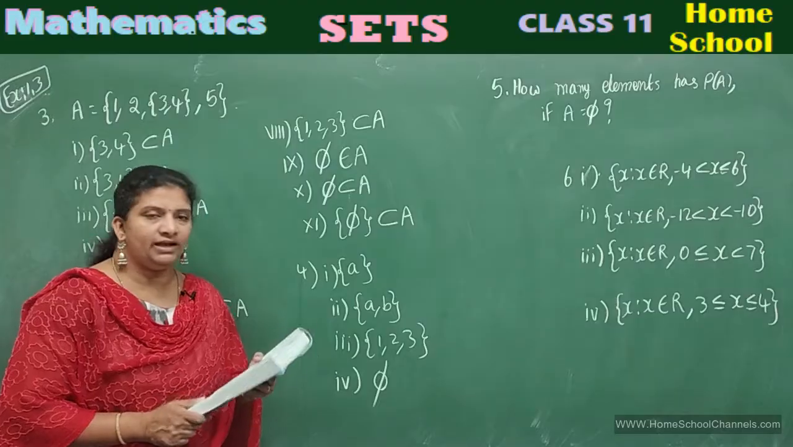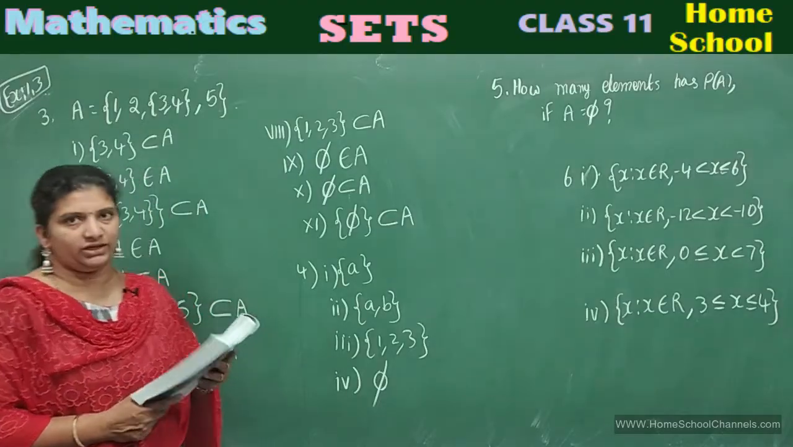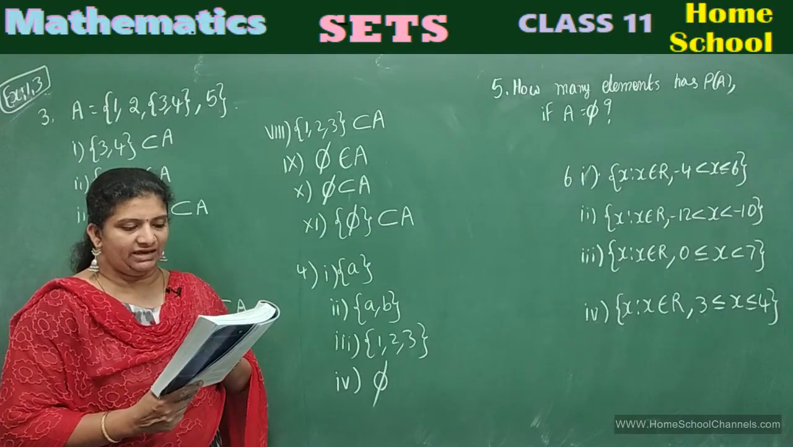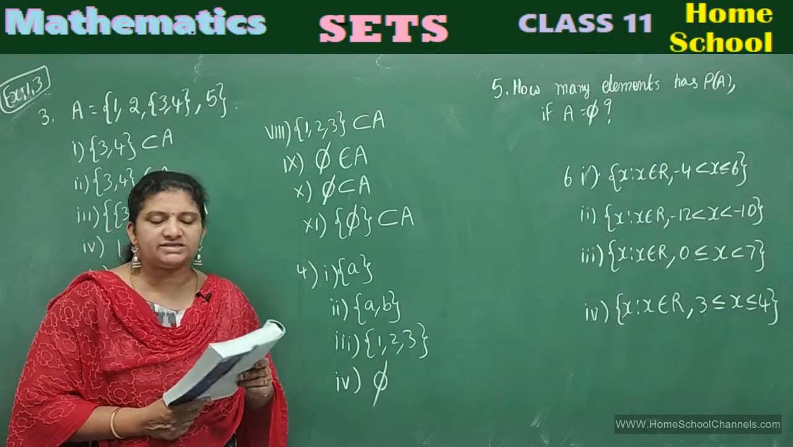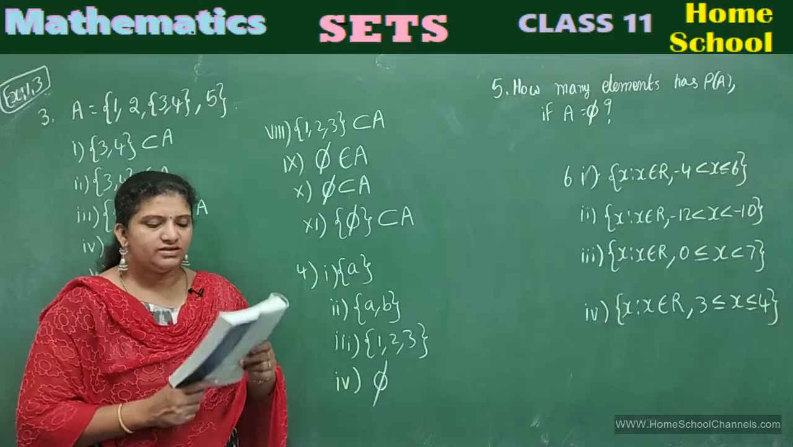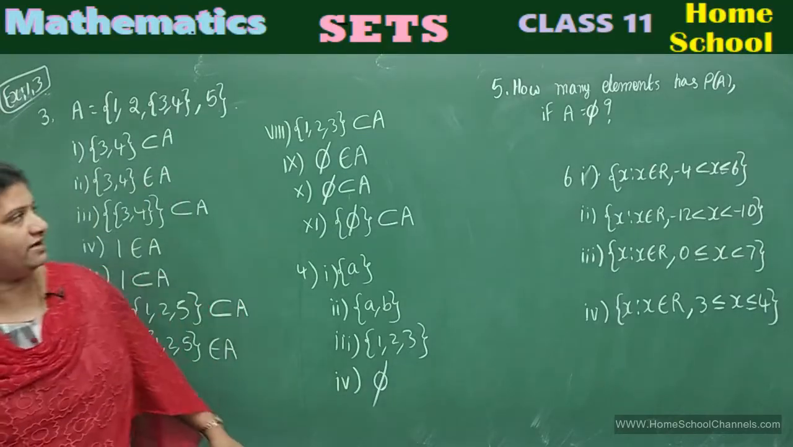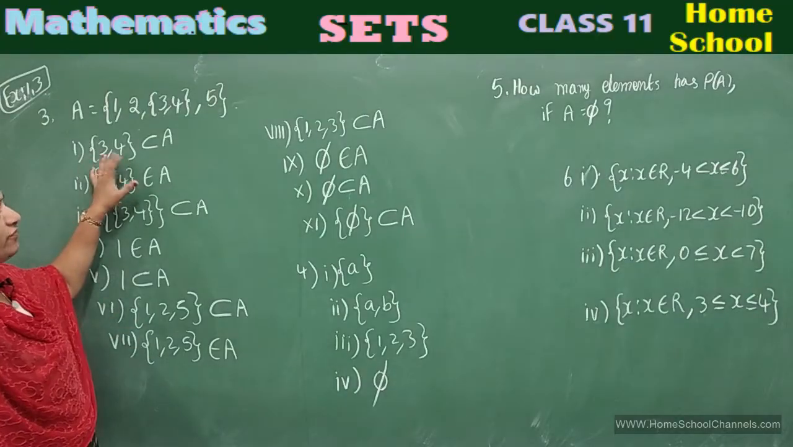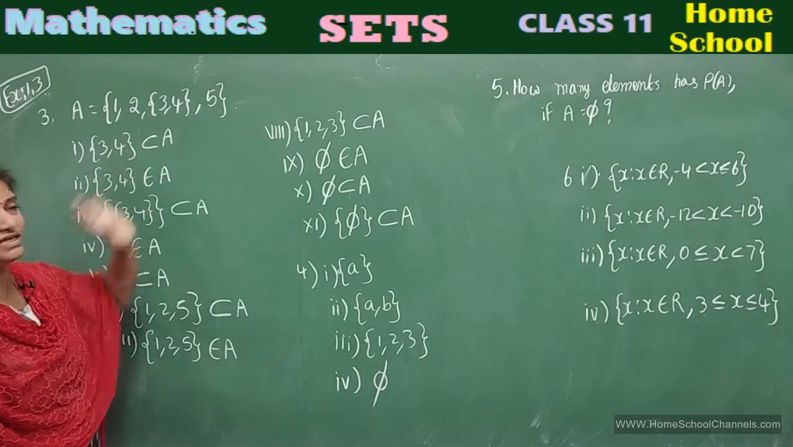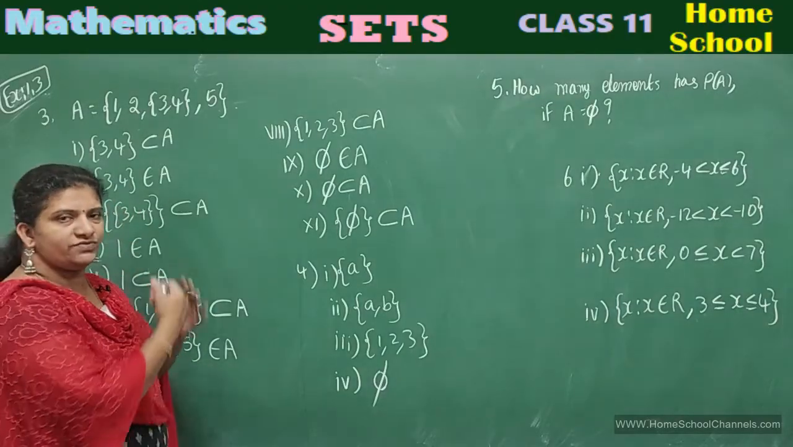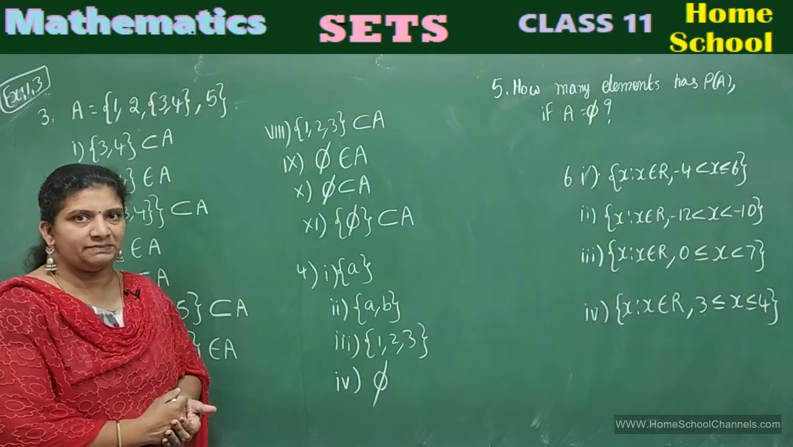Let's see the third one. Let A be equal to the set {1, {3, 4}, 5}. Which of the following statements are incorrect and why? In this we have 11 sub-questions. Let us see the first one: {3, 4} is a subset of A. Immediately what do you say? Yes, it is enclosed with brackets, so you can say it is a subset.